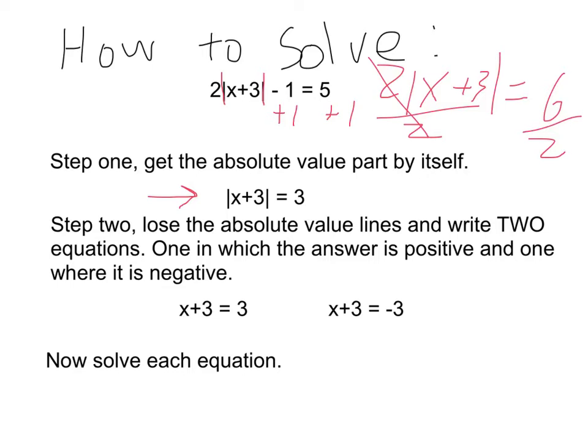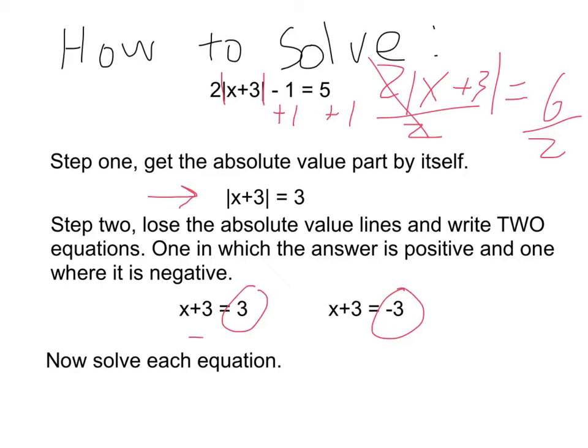So now the next step is just lose the absolute value lines from the equation and then separate it into two equations. One in which the answer is positive and one in which the answer is negative. And then at that point you just solve each equation.